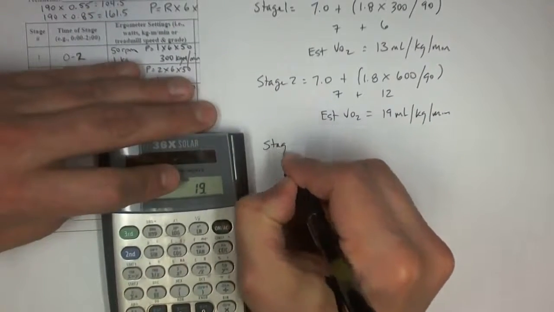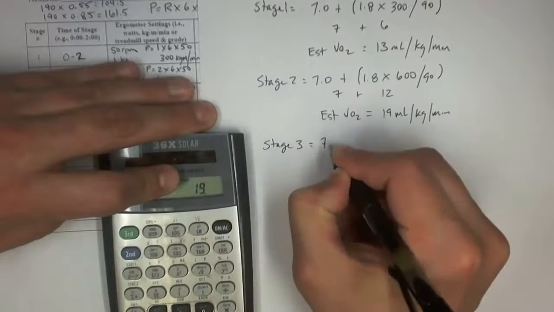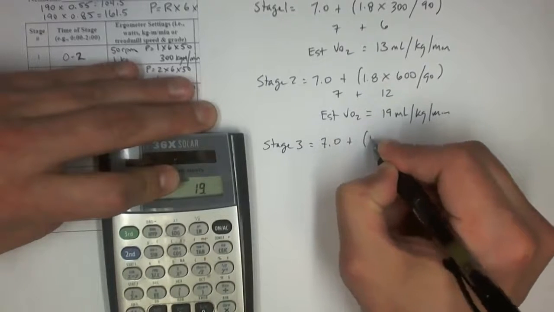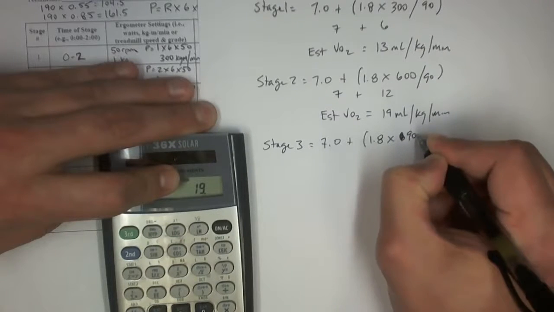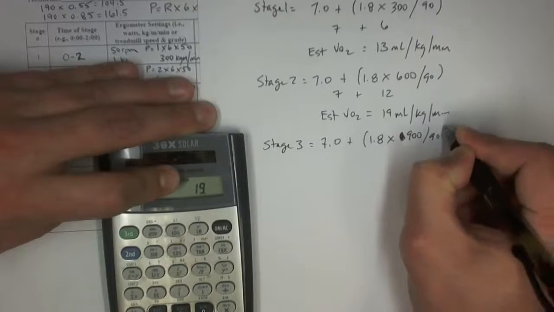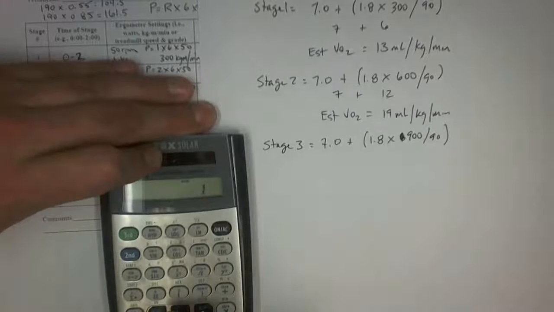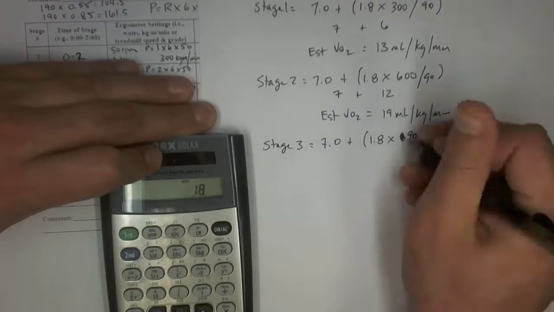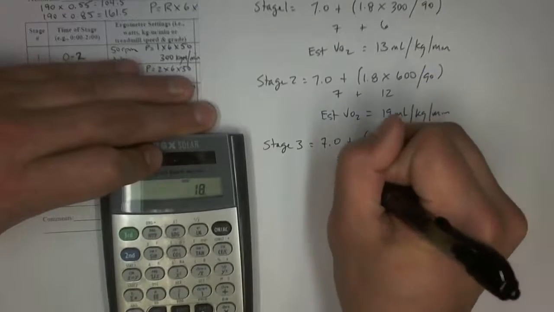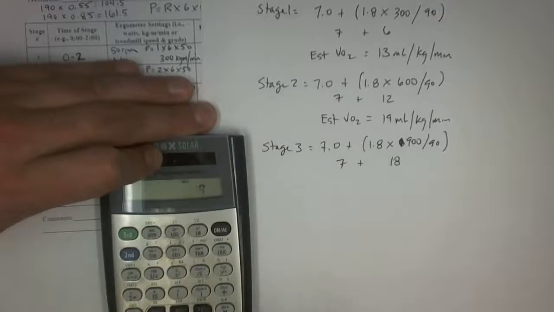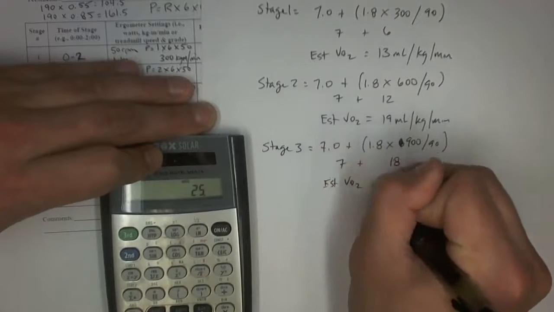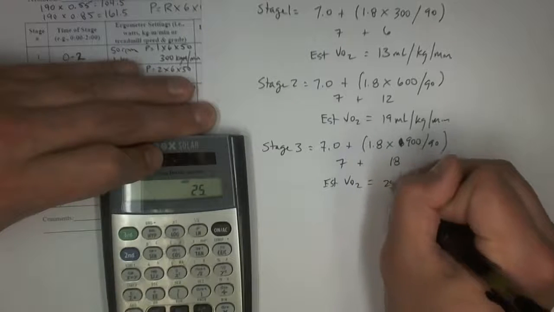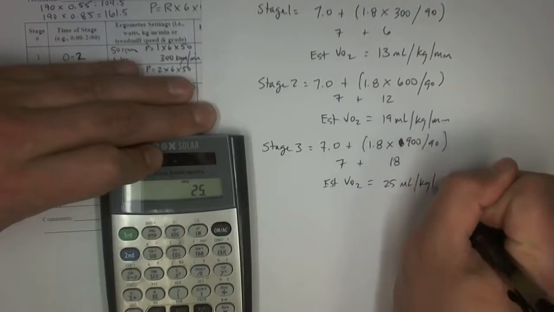Stage 3, same equation, 7.0 plus 1.8 times 900 divided by 90 gives us 18 plus 7, 25. So estimated VO2 in stage 3 is 25 mils per kg per minute.